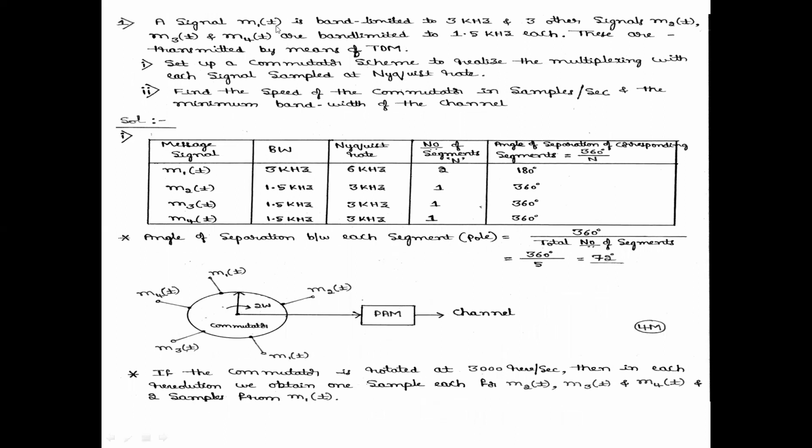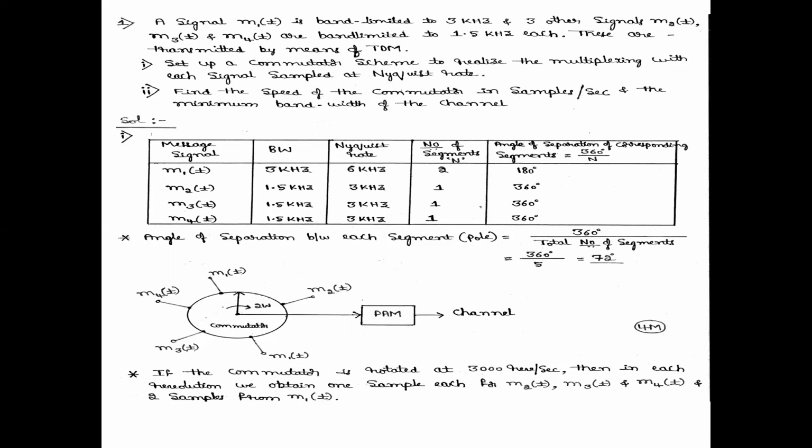A signal m1(t) is band limited to 3 kHz, and three other signals m2(t), m3(t), m4(t) are band limited to 1.5 kHz each. These are transmitted by means of TDM. Set up a commutator scheme to realize the multiplexing with each signal sampled at the Nyquist rate. Find the speed of the commutator in samples per second and the minimum bandwidth of the channel.